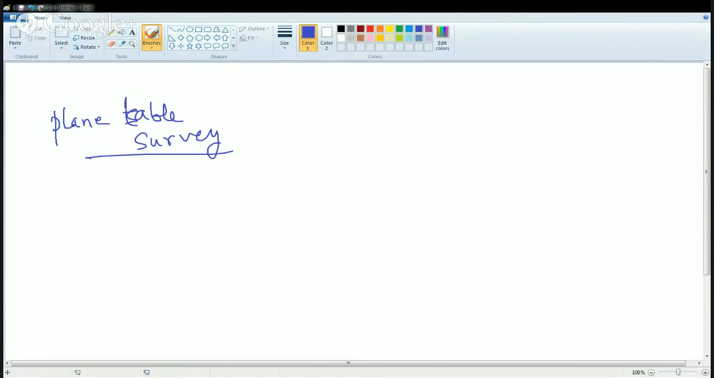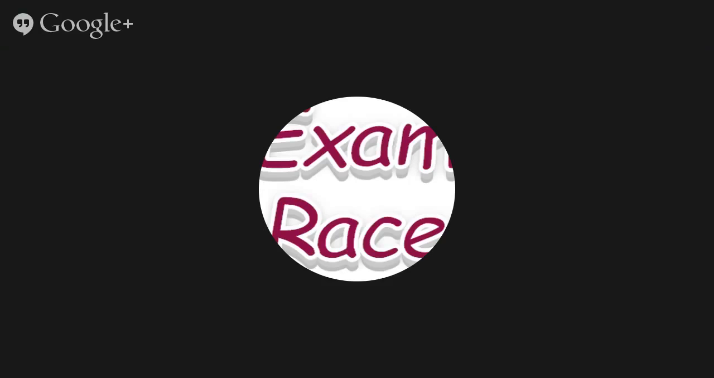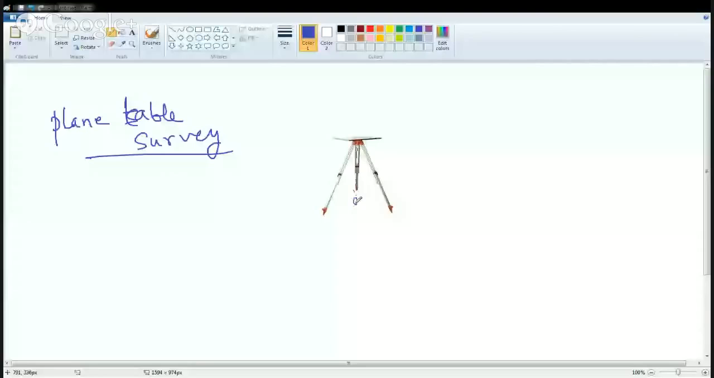So I'll show you an image here. That's an image of a plane table survey. This instrument is known as a tripod. Then from the center of the tripod you have a plumb bob that is falling here, and that maintains the center on the ground. So you have a tripod on which you have the table lid. So this is the tripod. Then this is the plumb bob.